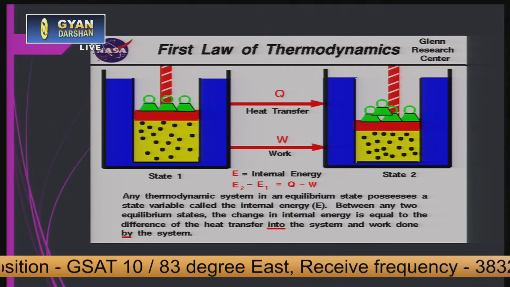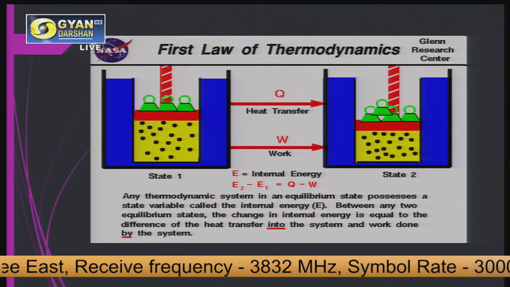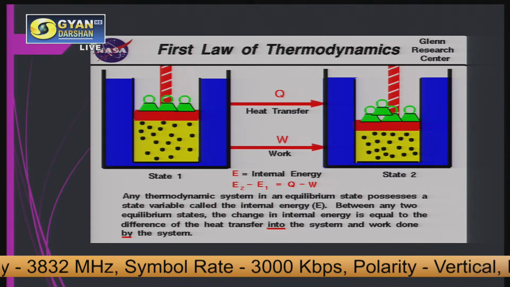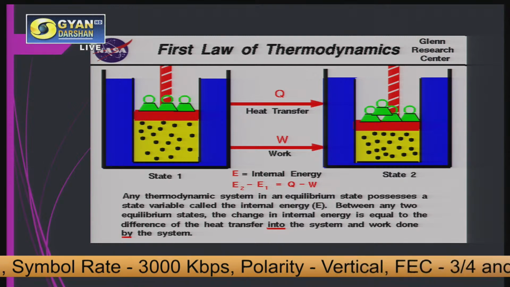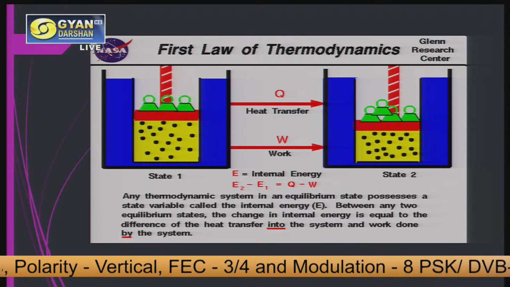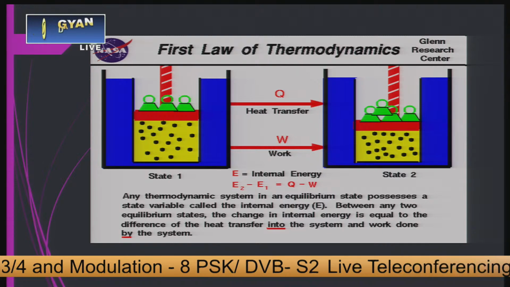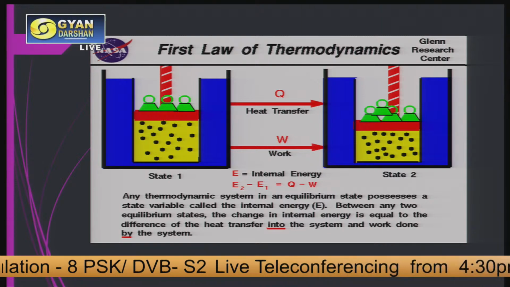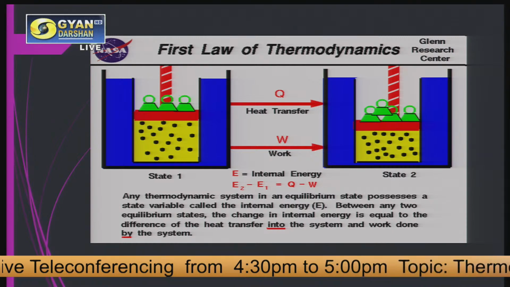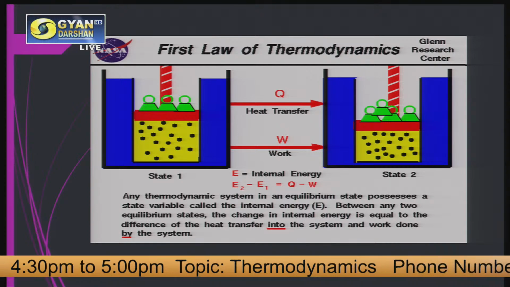So any thermodynamic system which is at equilibrium possesses a state variable, and we call that state variable internal energy. Between any two equilibrium states, there is a change in internal energy, because the system is going from state 1 to state 2. Whenever the state changes, the internal energy will change. So here the change in internal energy will be E2 minus E1.